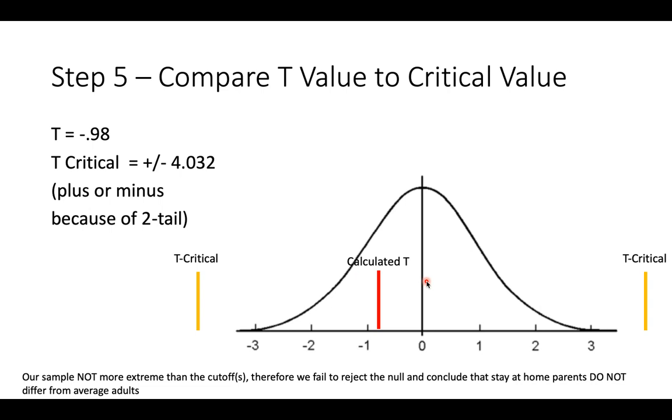We fail to reject the null, so we're holding on to the null. We're keeping the null. And the null was that they do not differ, right? They are equal to the average adult.